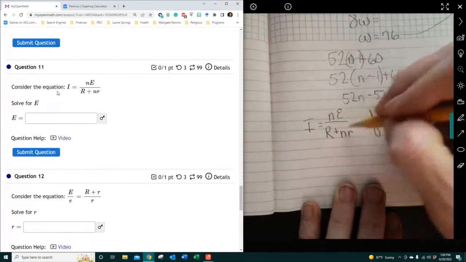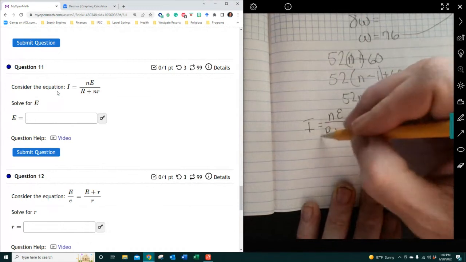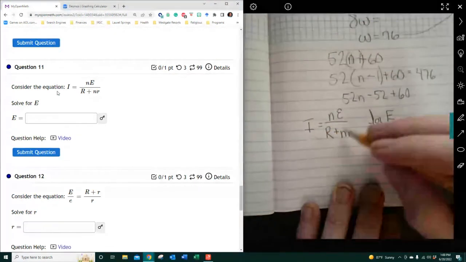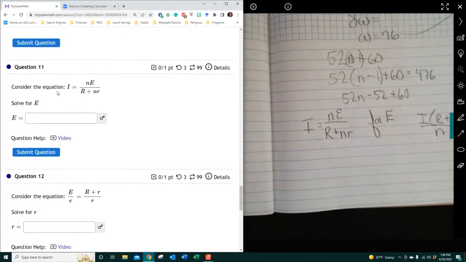So first of all, it's being divided. The opposite of division is multiplication. So what we're going to do is multiply both sides by the R plus the little r. So I'm going to get I times big R plus little r. Okay. Now I have this, right? Now the big E is what we're solving for. So the opposite of multiplication is division. So my answer is all of this divided by that, right? That's it.